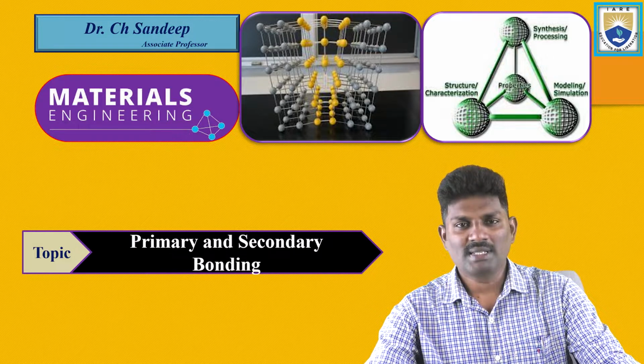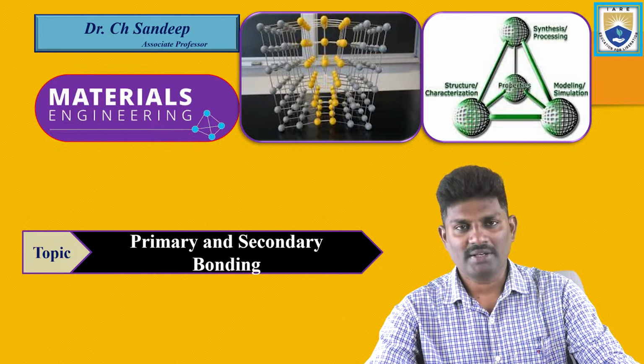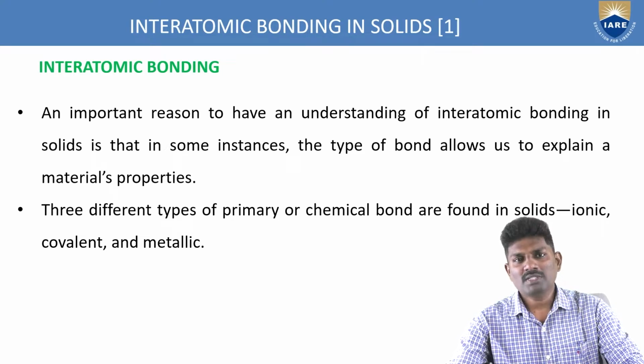Today we are going to discuss primary and secondary bonding. What is the importance of primary bonding as well as secondary bonding? Generally, in order to describe or characterize any material, these bondings are very important. Why? Because the properties or characteristics of the material depend upon the type of bonding which the material has.